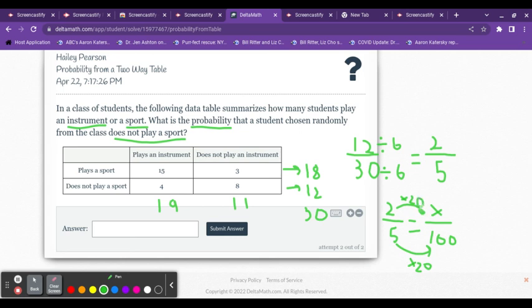That is only if the question asks what percent. And make sure you read that carefully so you know what the question is asking you. Okay? All right, so we got a probability of 2 over 5 or 40%.